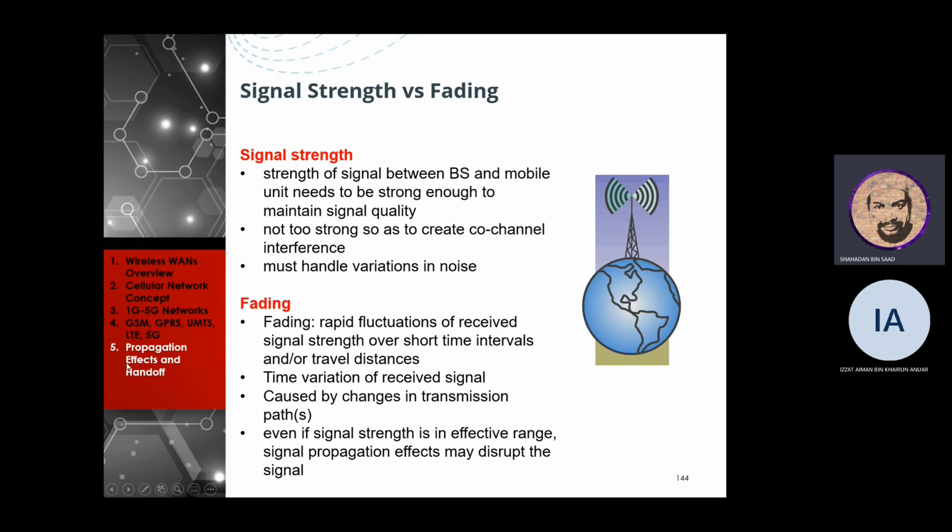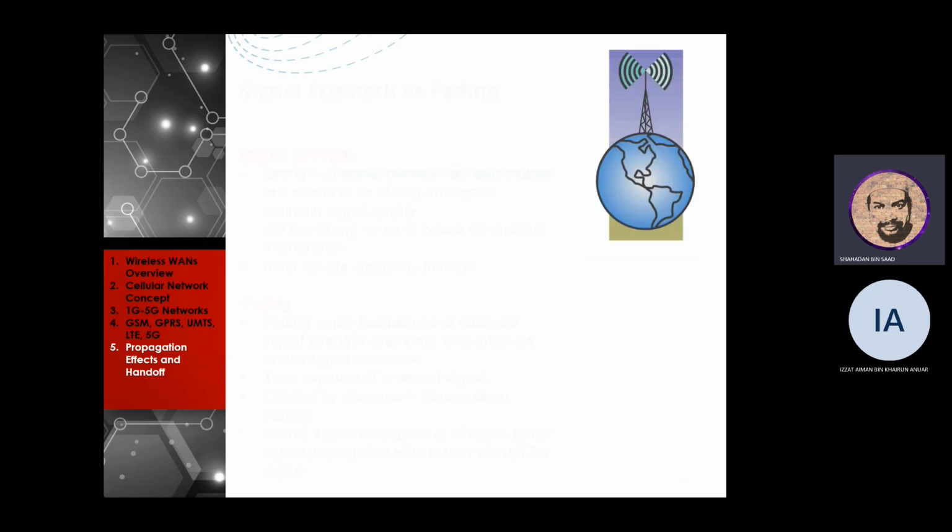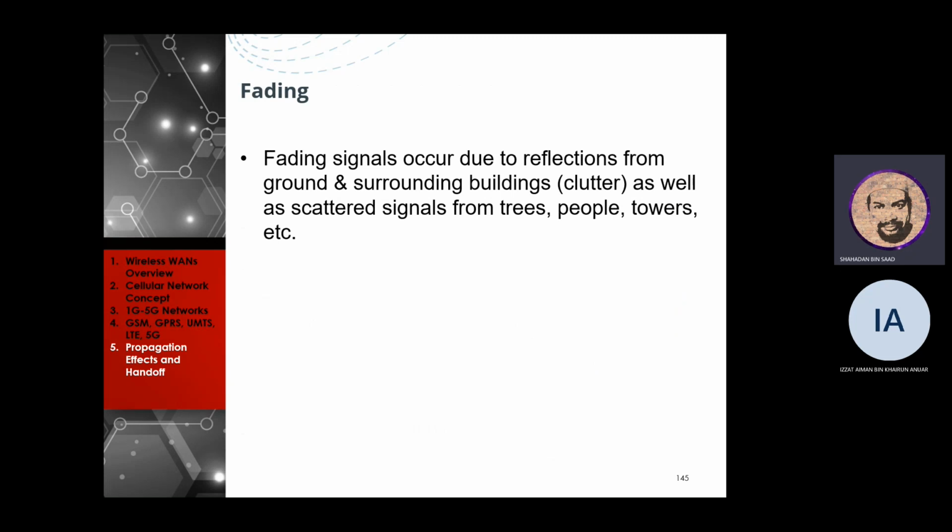Okay, fading happens when? Fading is the rapid fluctuation of received signal strength over a short time interval and or travel distances. So it is the time variation of the received signal caused by a change in the transmission path. Even if signal strength is in the effective range, signal propagation effects may disrupt the signal. Fading occurs due to reflection from the ground and surrounding buildings, clutter, as well as scattered signals from trees, people, towers and so on.